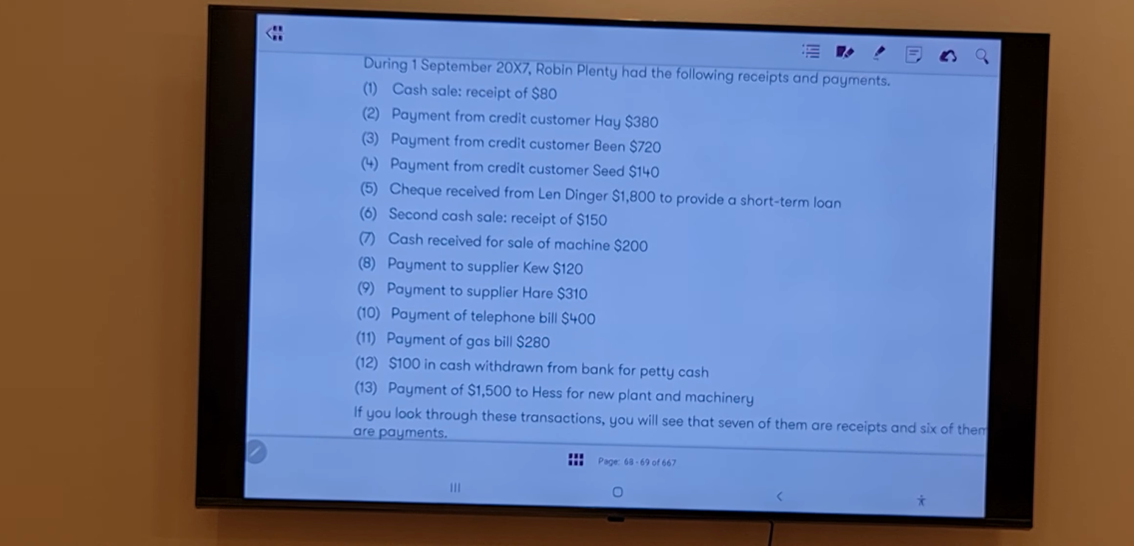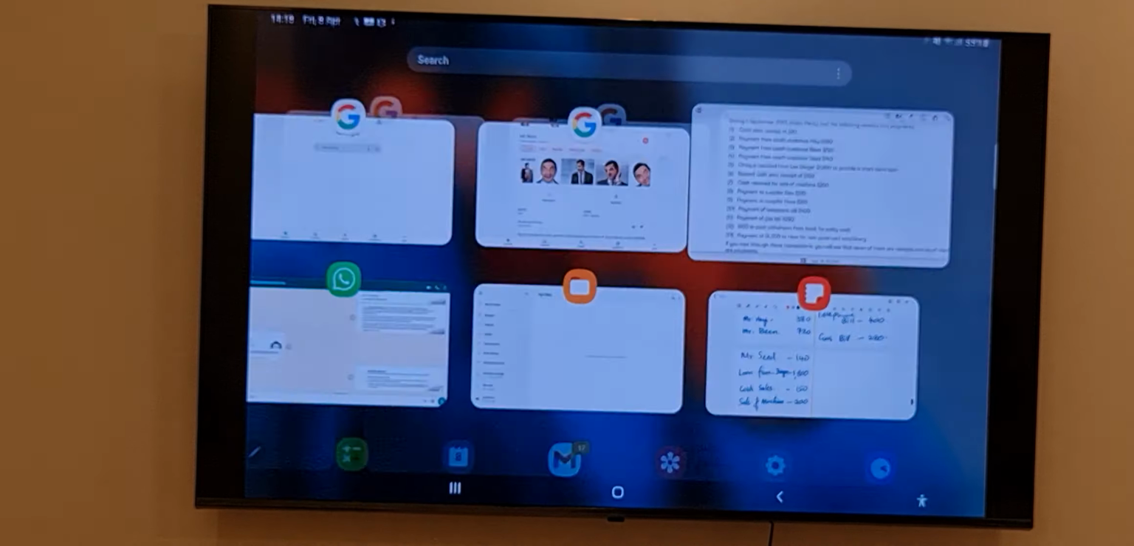Who takes this money? Owner. No. 100 in cash withdrawn from bank for petty cash. This is not by owner. This is for petty cash purposes. Credit for the company, for normal local use. Expenses. Exactly. Petty cash.